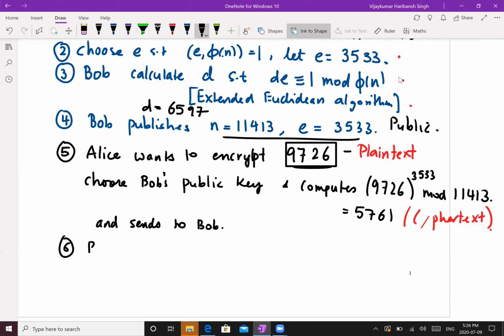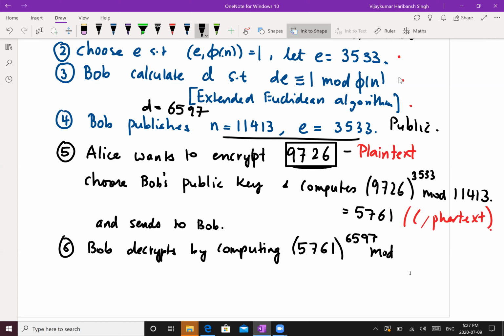Bob decrypts by computing 5761 to the power 6597 mod 11413, which turns out to be 9726. This is the plaintext, right? So this is how the algorithm works.